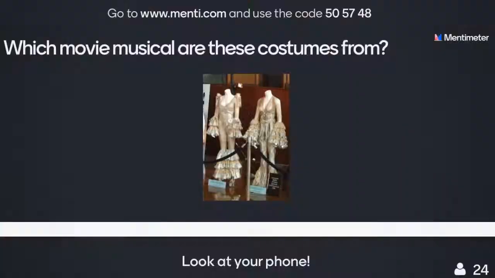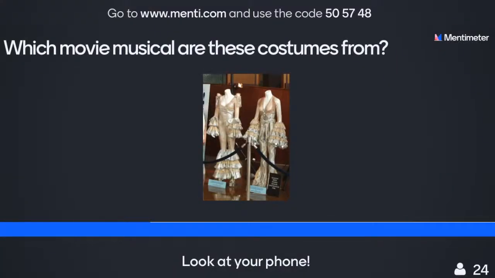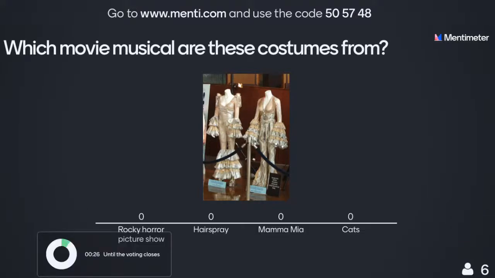What is our next question, Mr. Producer? Answer fast to get more points, just in case you didn't know. So, which movie musical are these costumes from? The Rocky Horror Picture Show, Hairspray, Mamma Mia, or Cats.